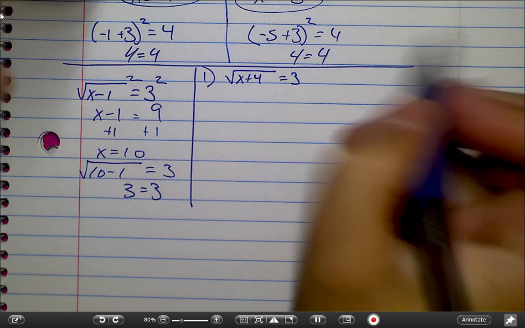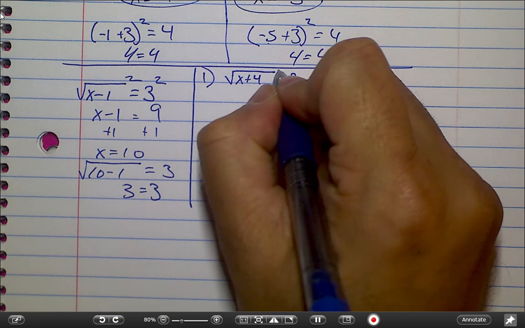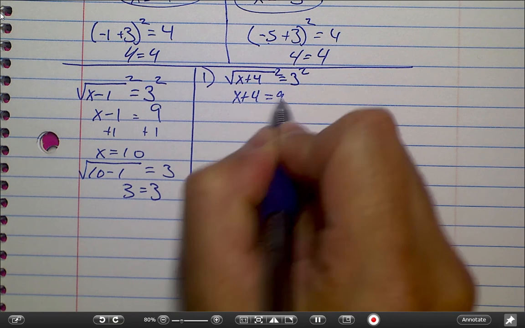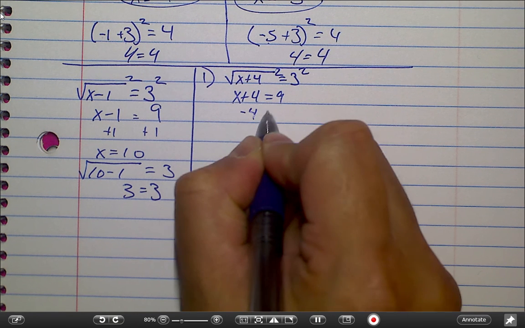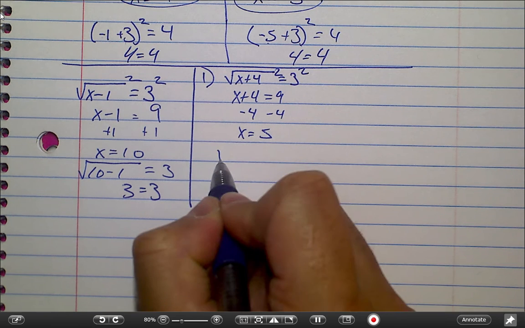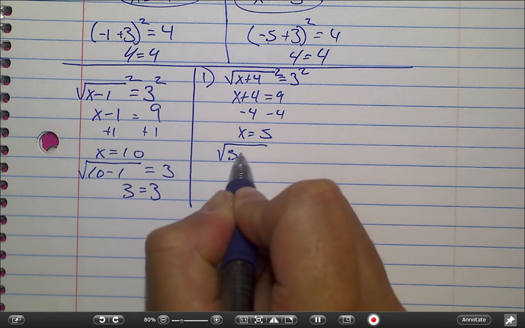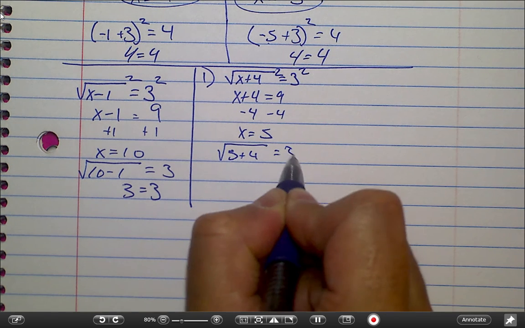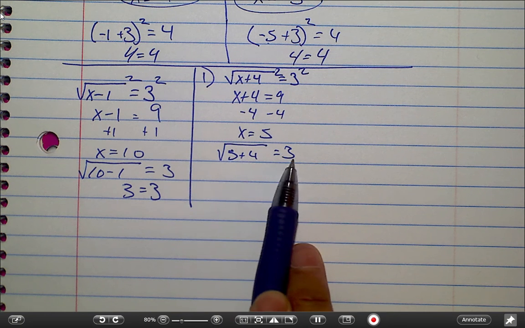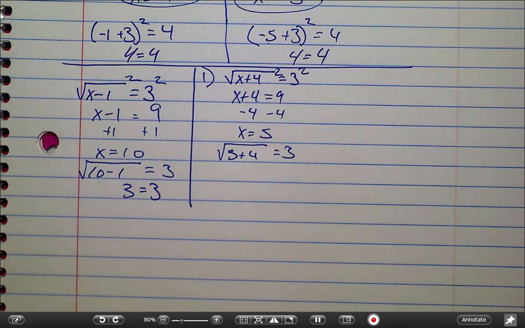All right, square both sides. x plus 4 equals 9. Minus 4 is 5. x is 5. Now, does that work? 5 plus 4, is that equal to 3? Yes. 5 plus 4 is 9. Square root of 9 is 3. That does work.